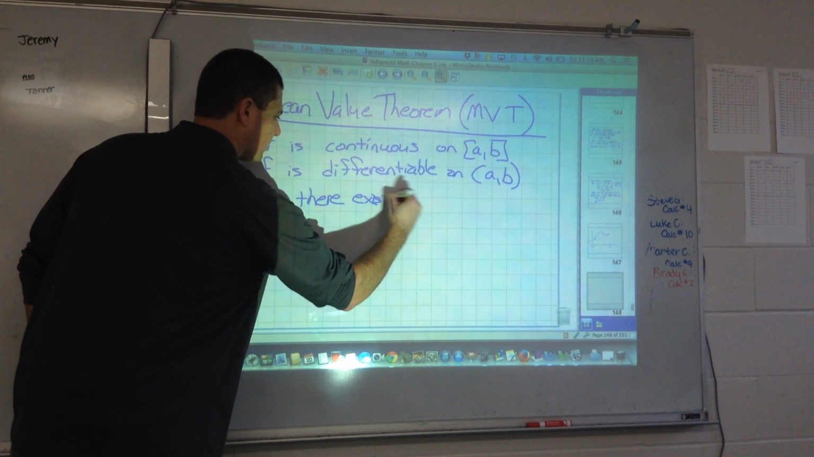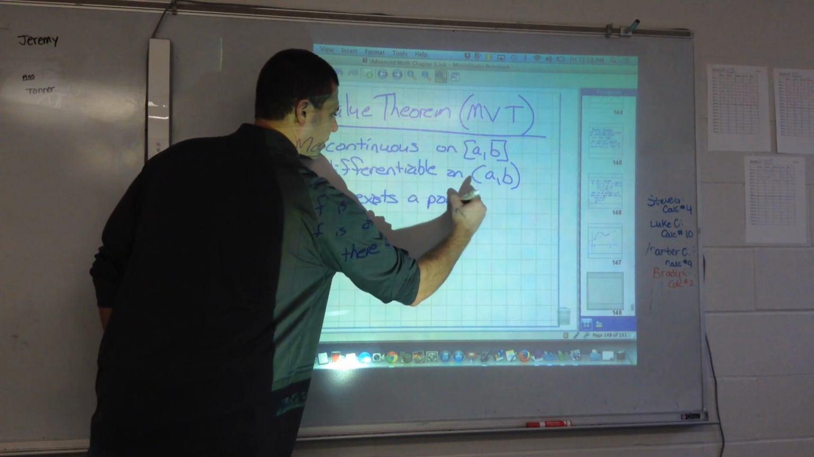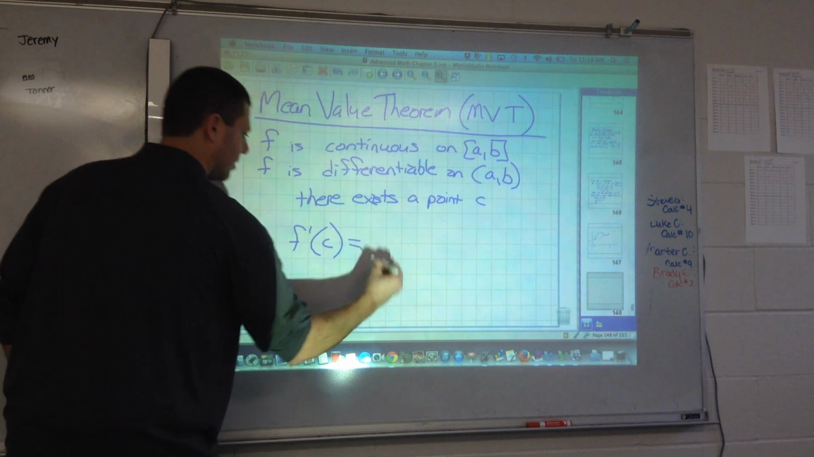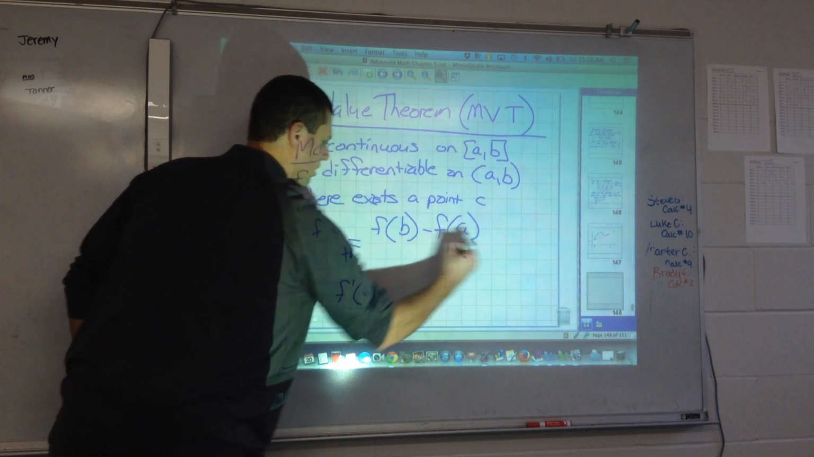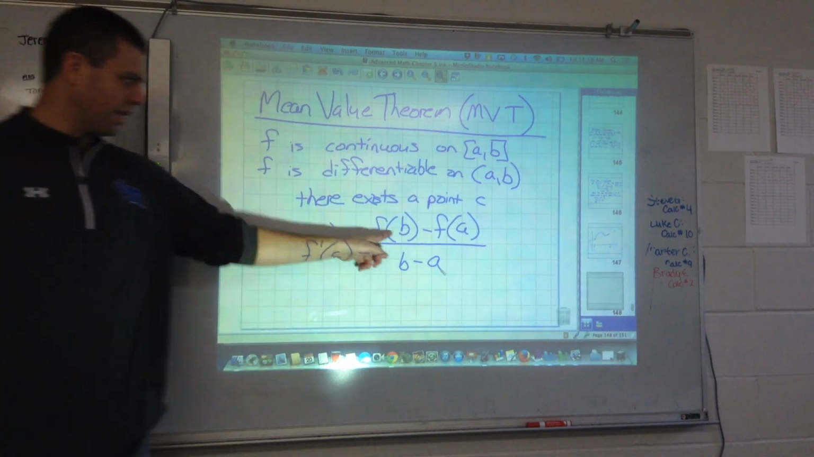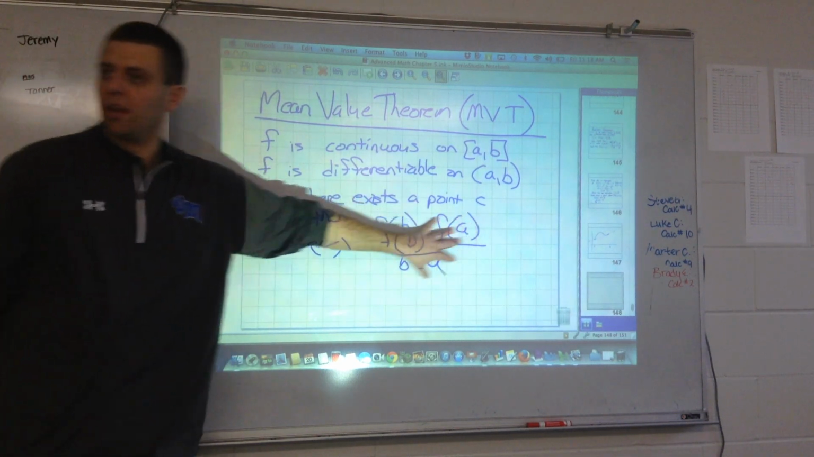Basically, there exists a point C such that f prime of C equals the average rate of change: y2 minus y1 over x2 minus x1. That's the slope of the line right there.